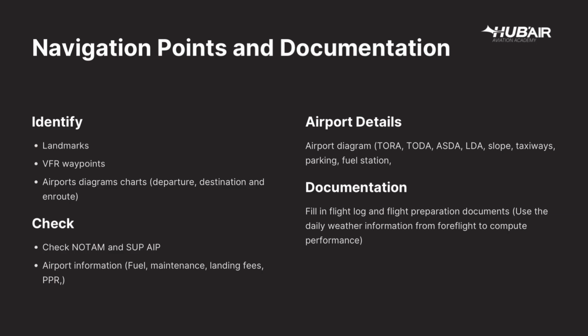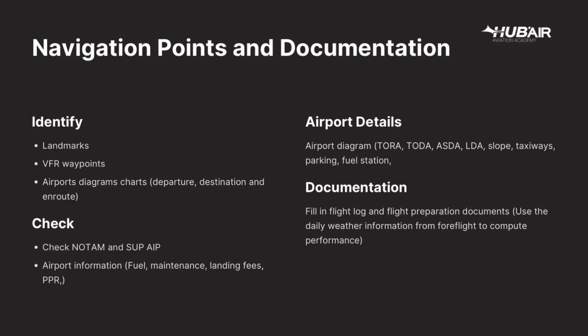Verify airport information such as fuel availability, possible maintenance services, landing fees, and whether prior permission, PPR, is required. On the airport chart, review takeoff and landing distances, runway slope, taxiways, parking areas, and the fuel station. Once all this is completed, insert all this information into your flight log and pre-flight planning documents.